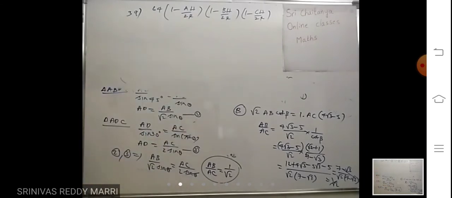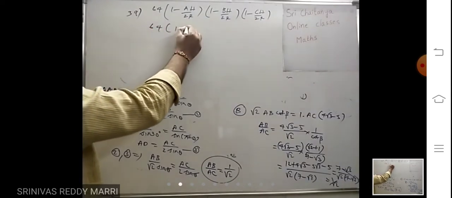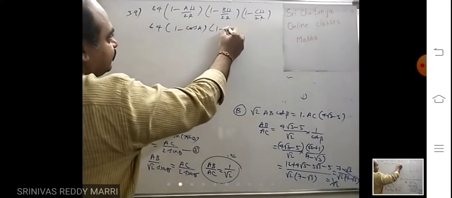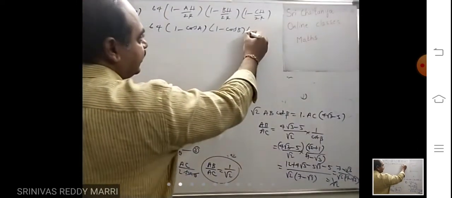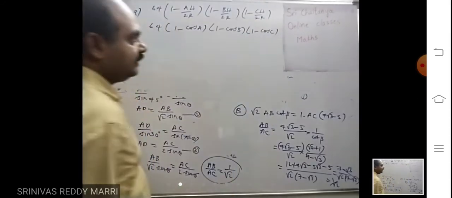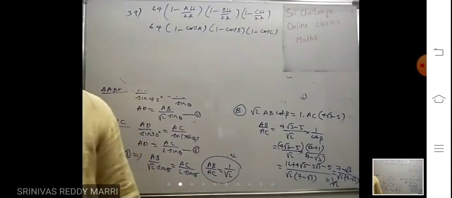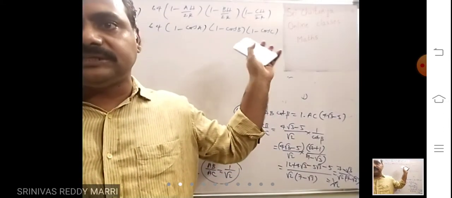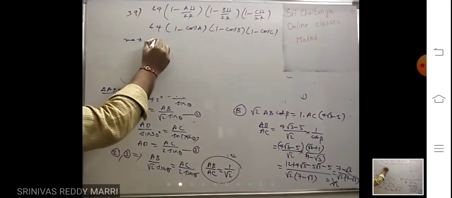AH is nothing but, by the formula I told, 2R cos A. That means 1 minus cos A. Similarly 1 minus cos B, since BH is 2R cos B, directly by formula. CH means 2R cos C. So I told you, whenever the maximum value is asked, it will be an equilateral triangle. Substitute A equal 60, B equal 60, C equal 60. The maximum value of this is being asked.